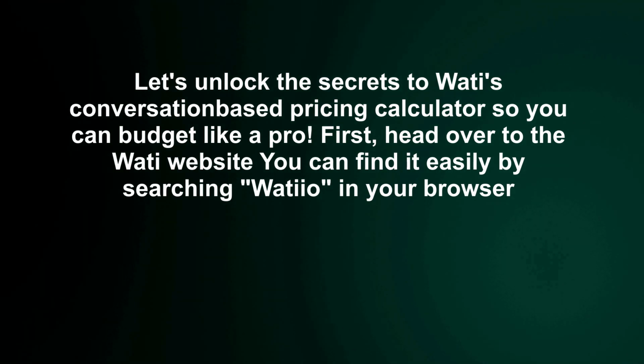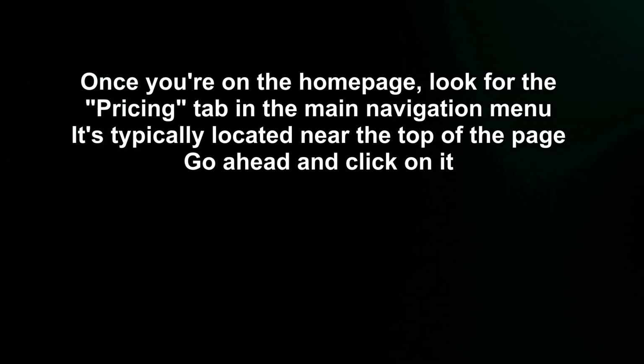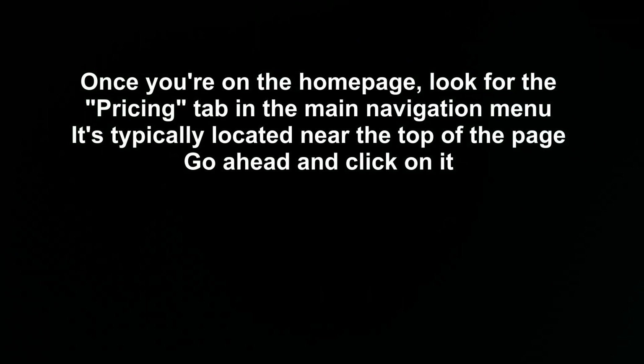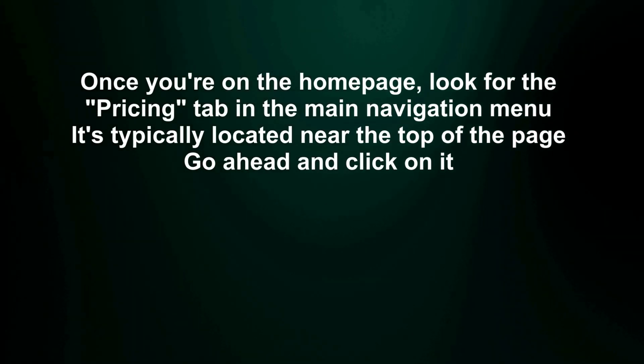First, head over to the Wati website. You can find it easily by searching Wati in your browser. Once you're on the homepage, look for the pricing tab in the main navigation menu. It's typically located near the top of the page. Go ahead and click on it.